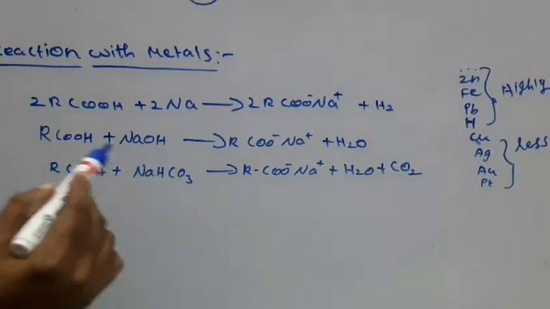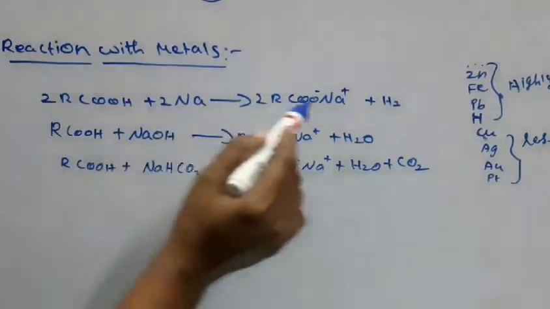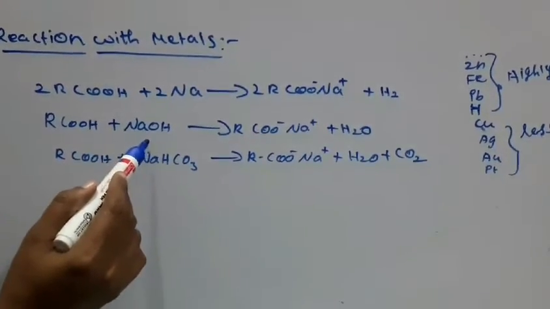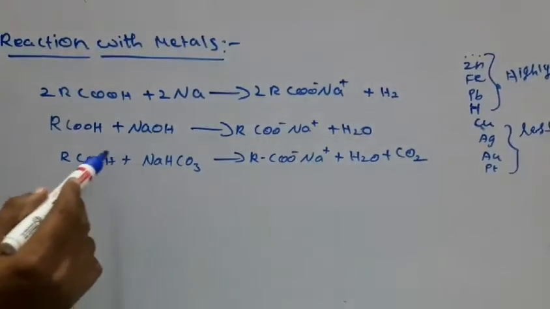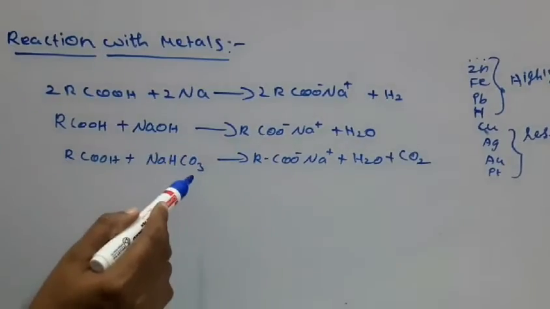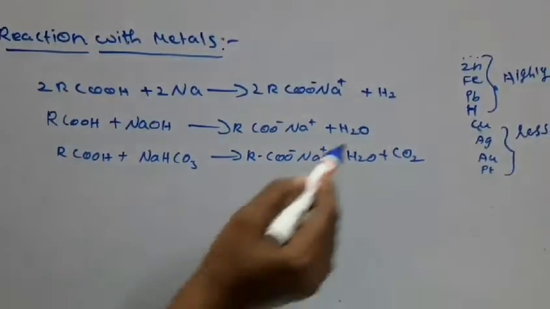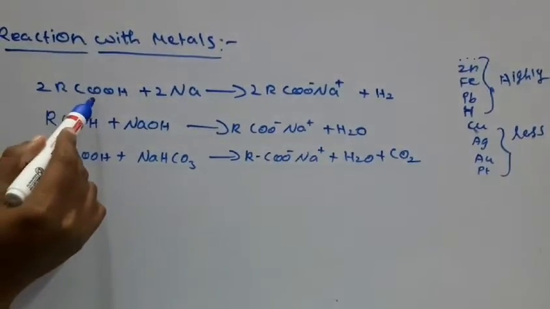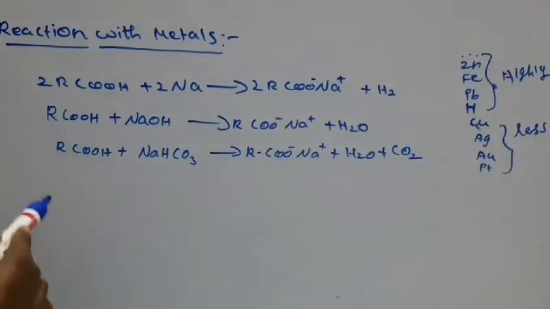So students sometimes will ask you: carboxylic acid with sodium, it is only the release of H2; carboxylic acid with sodium hydroxide alkali produces salt plus water; carboxylic acid with sodium bicarbonate gives salt plus water plus CO2. So the releasing of H2 indicates a stronger acid, and the releasing of CO2 indicates a stronger acid.